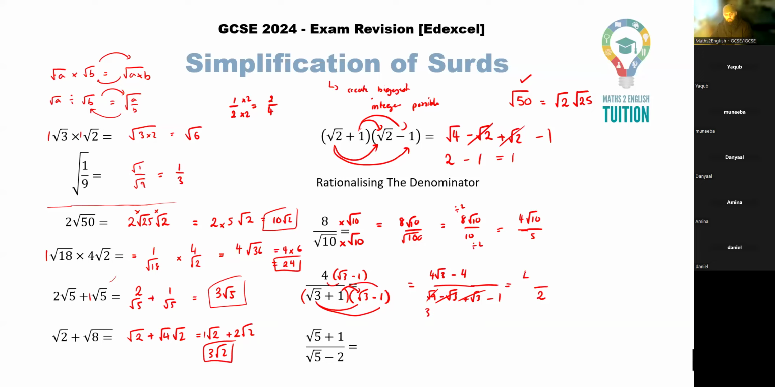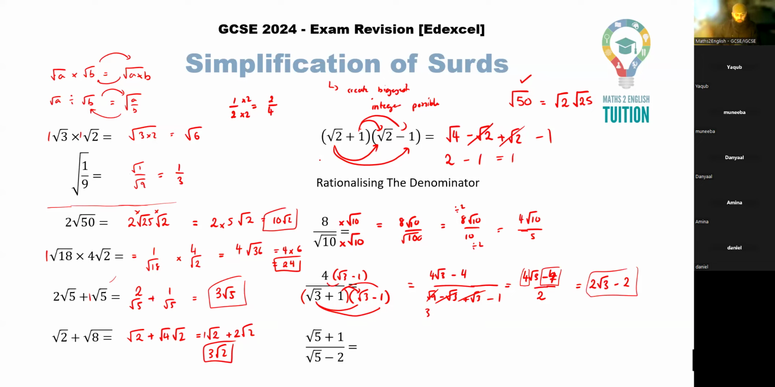And then on top I've got 4 square root 3 minus 4. Now I can divide by 2: 4 divided by 2, and minus 4 divided by 2. So I'm going to get the final answer of 2 square root 3 minus 2. And that's my final answer for this particular question.